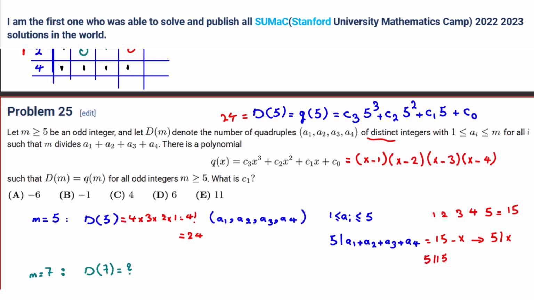Wait, why did you write x minus 4? I'm sorry, explain. Look, these two polynomials are equal for more than 3 values, right? Because it says for all odd integers. Yeah. If two polynomials with degree 3 are equal for more than 3 values, then they are always equal and all coefficients are equal. Do you know why?